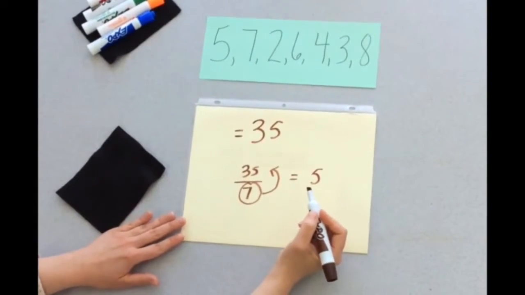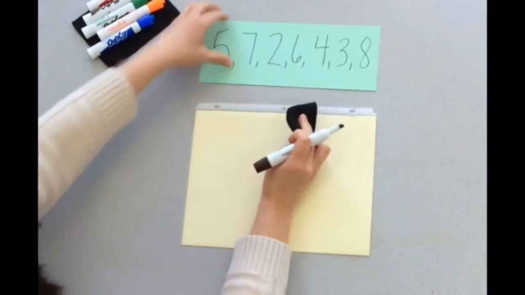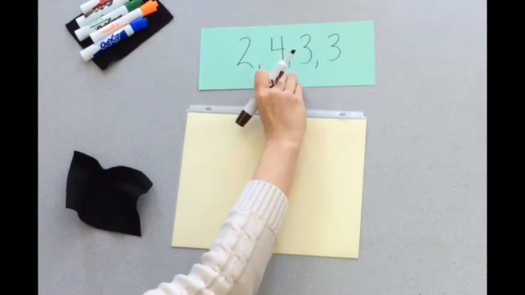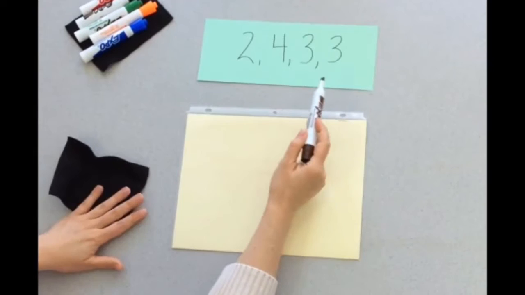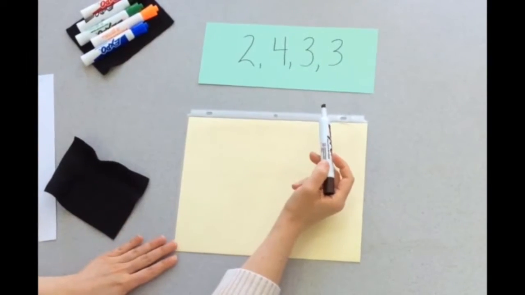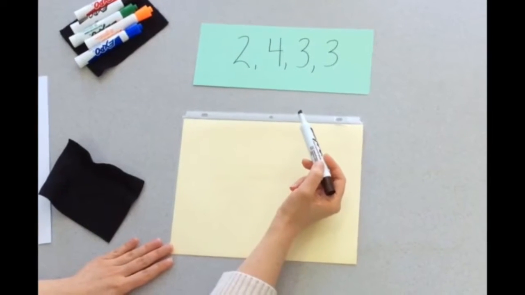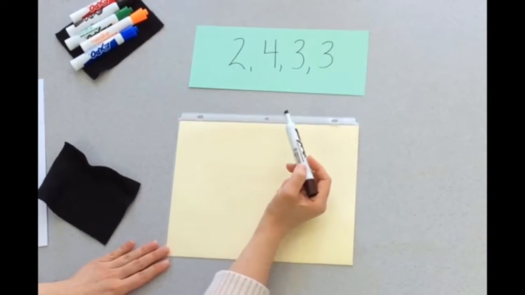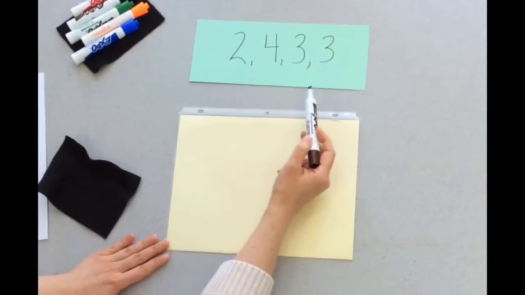Now, I would like you to try to find the mean of the next data set. 2, 4, 3, 3. Please pause the video now and calculate the mean or the average. Remember, all you need to do is add up the list of numbers and divide by the total numbers in the data set.